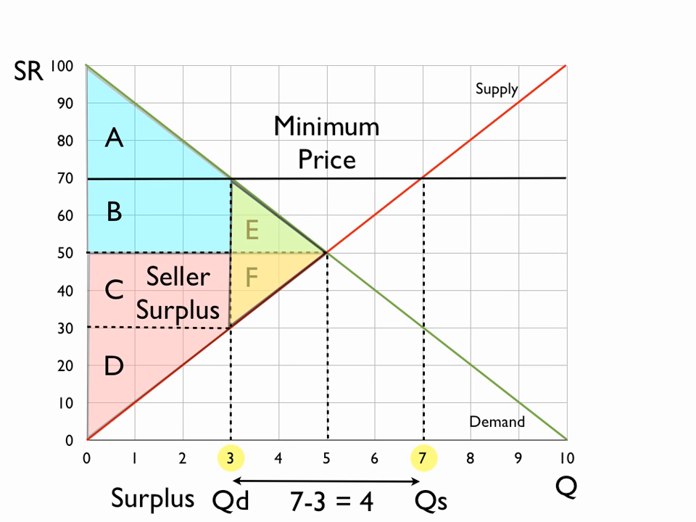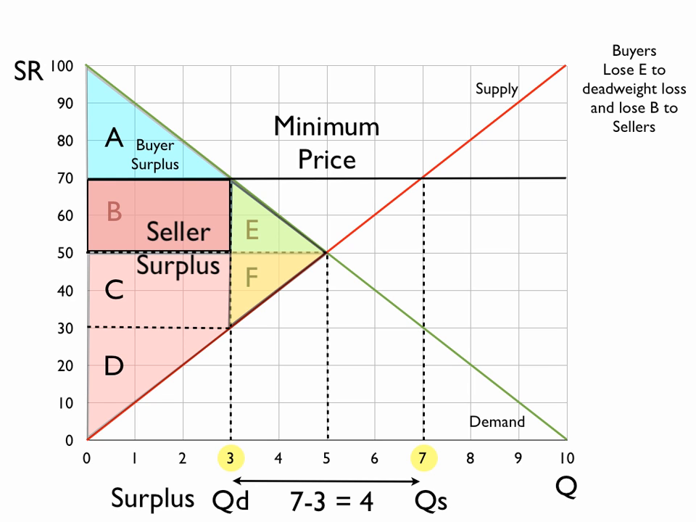The other thing that happens is this B area, the buyers lose that to the sellers. The sellers now are able to charge a 70 real price, where before they were only able to charge a 50 real price. So the seller surplus now includes B, C, and D areas, and the buyer surplus is left to just the A area. So in review, buyers would lose E to deadweight loss and lose B to the sellers. The sellers would lose F to deadweight loss but gain B from the buyers.